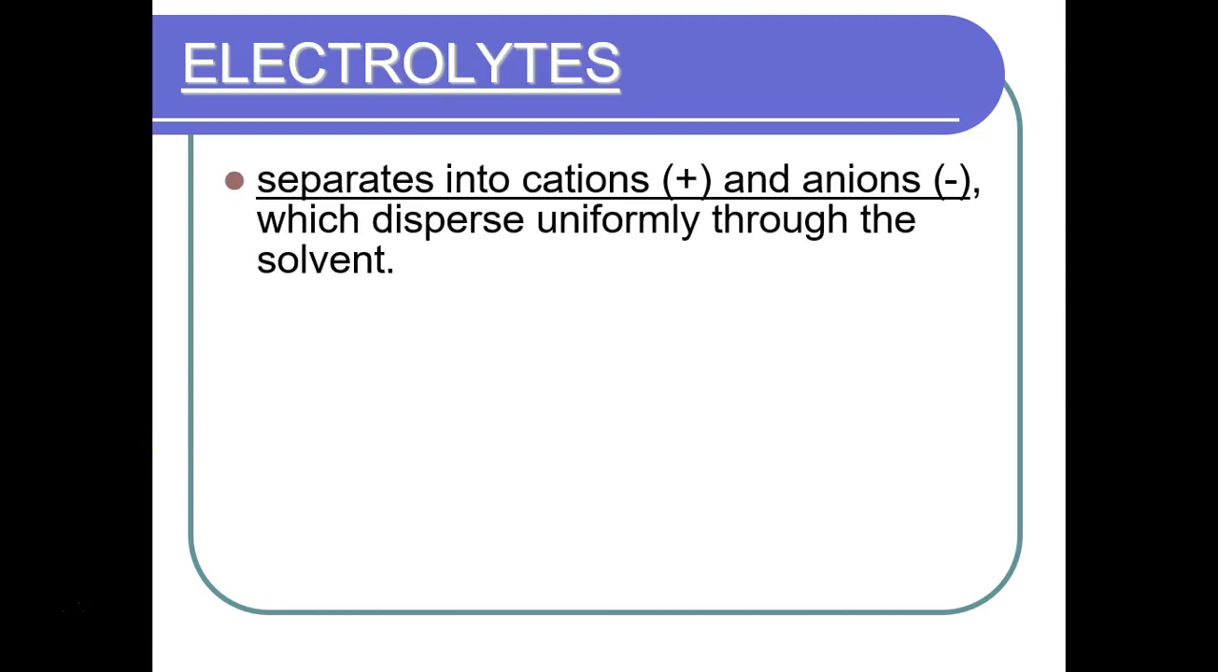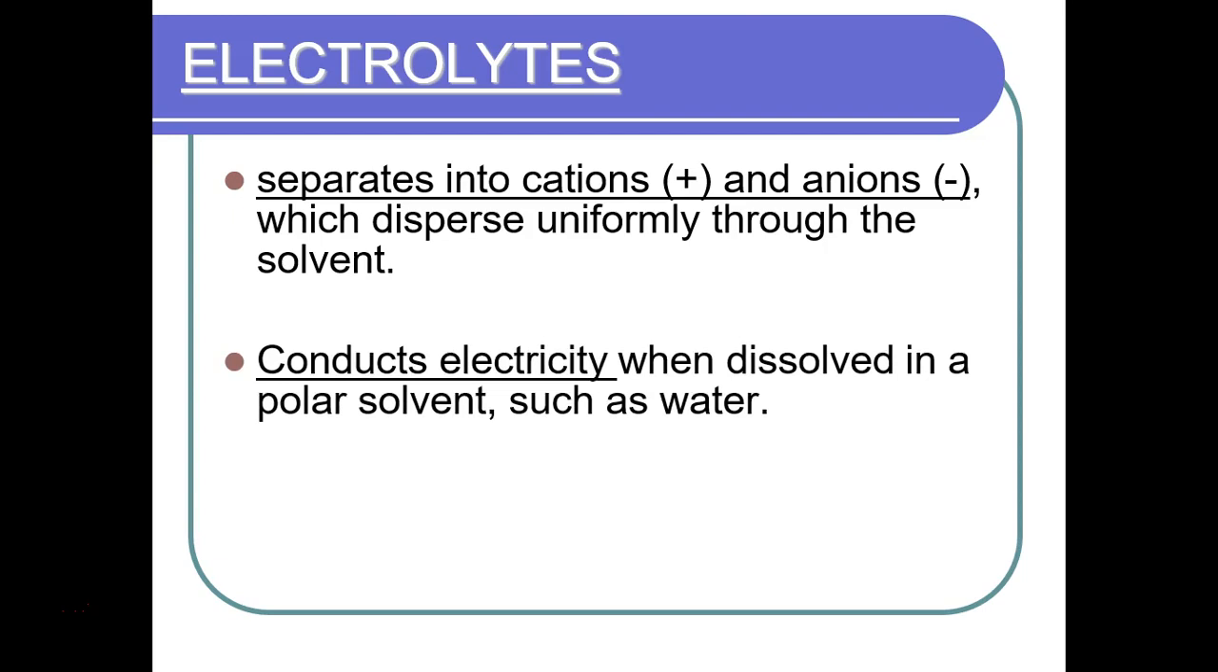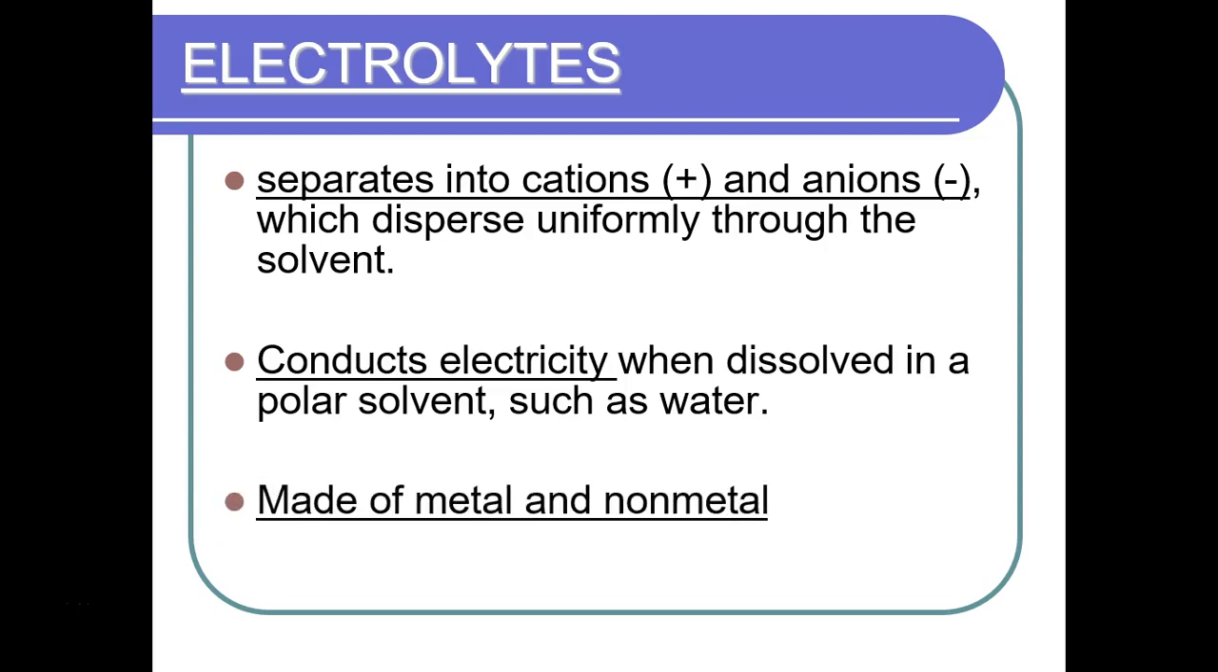Now, identifying an electrolyte is pretty easy if you know naming and you know about metals and nonmetals. Electrolytes are going to separate into cations and anions. We've got our metals and our nonmetals, and they're going to allow electricity to flow through. Electrolytes conduct electricity. They are made up of a metal and a nonmetal.